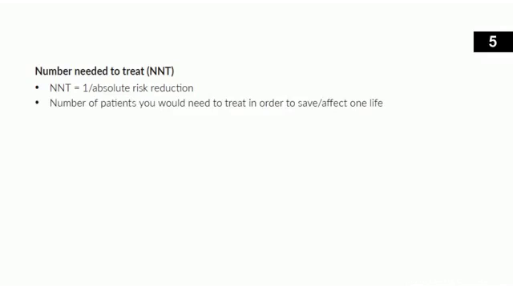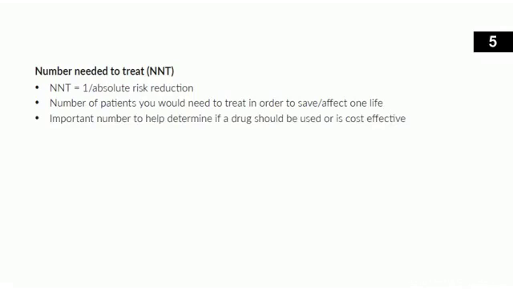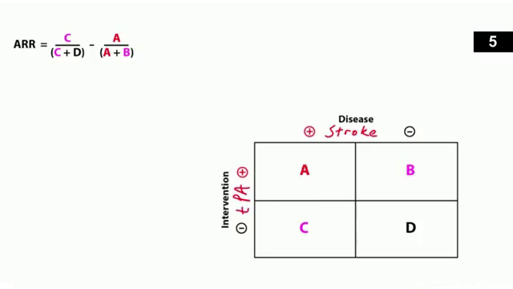It's the number of people you would need to treat to get the effect that you want to get in at least one person. This can be an important number to help determine if a drug is cost effective. If you have a drug out there that has a very small effect and you need to treat thousands of patients in order to affect one life, the drug probably isn't worthy of widespread use. We also use this number to evaluate clinical effectiveness of a drug. There's an example in your study guide.